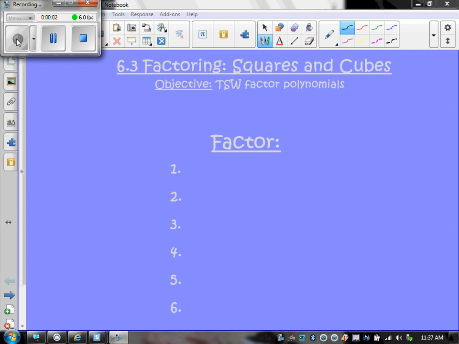Okay, today we're going to do section 6.3. We're going to continue talking about factoring. Today we're going to talk about factoring squares problems and cubes problems. So if you'll take out your notes, please. We're going to do 6.3.